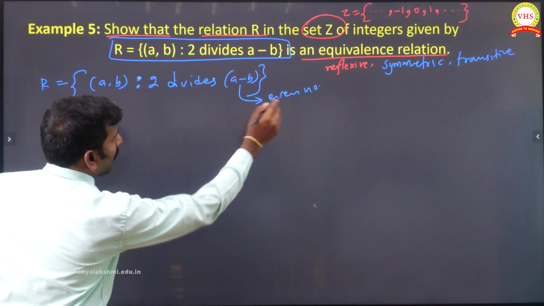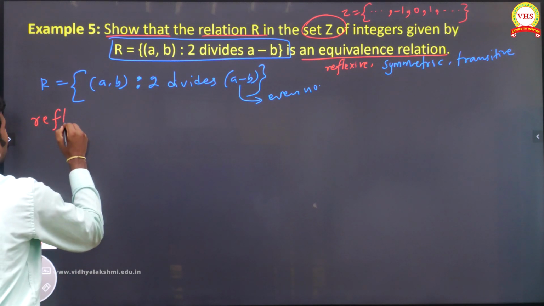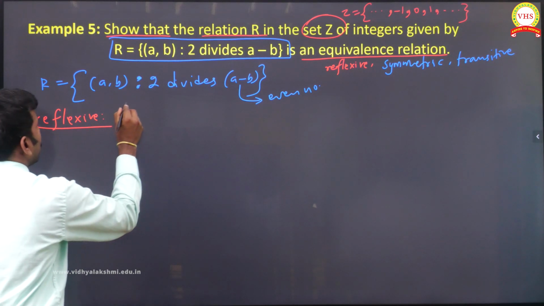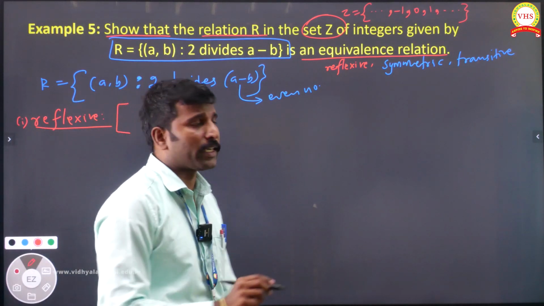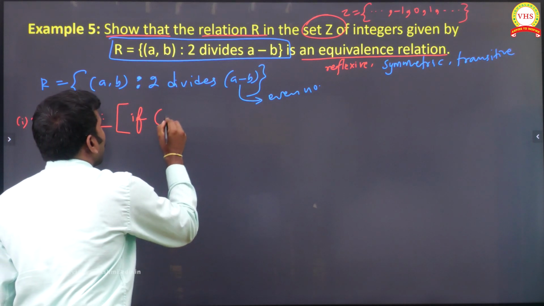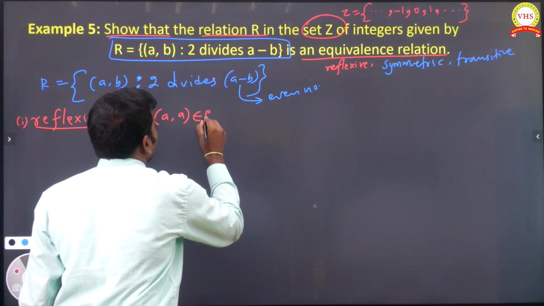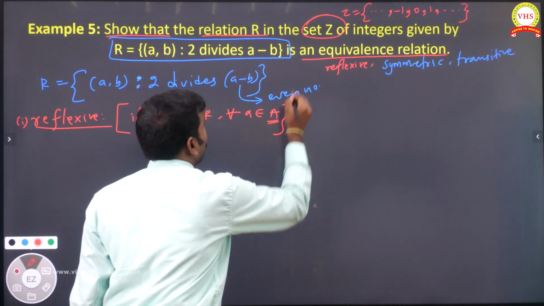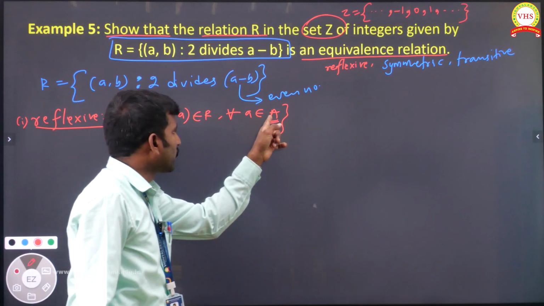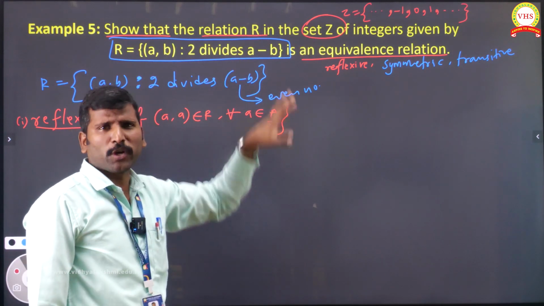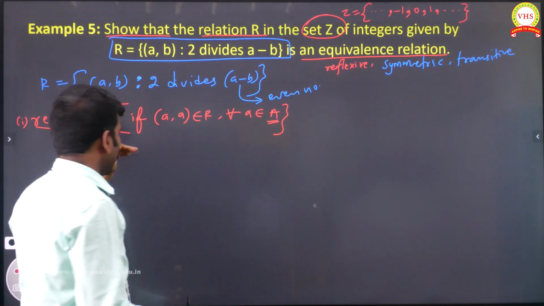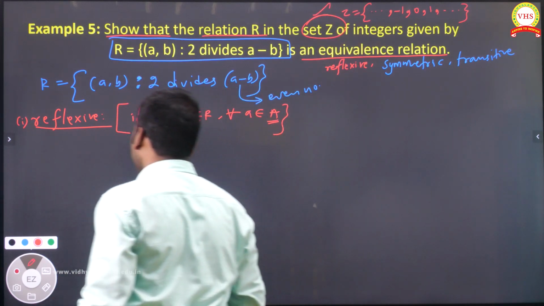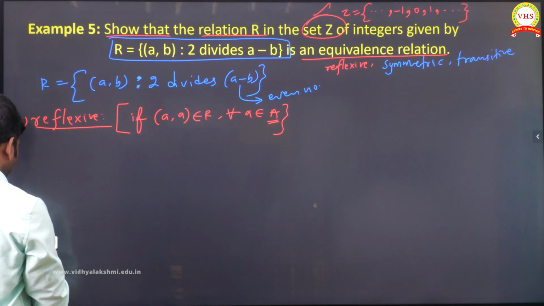The first topic I'm going to take is reflexive. Reflexive means, do you remember children? The same term should be there in the relation R for all a belongs to the set A. But instead of A for us it is integers, don't forget. This is the formula, so I'm writing a, but here you should write for all a belongs to Z, because Z, the integers, is given.